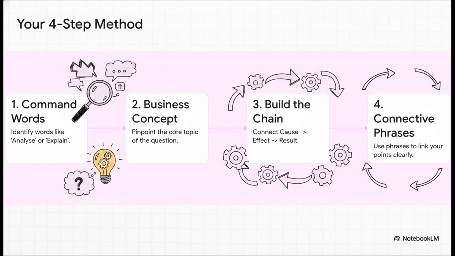Okay, here we go. Four easy steps. Step 1, hunt for those command words. If you see analyze, explain, or discuss, that's your signal. Step 2, figure out what business concept the question is really about. Step 3, and this is the absolute key, build that chain. Cause leads to effect, which then leads to a result. And finally, step 4, sprinkle in some connective phrases to make your logic super obvious to the examiner.